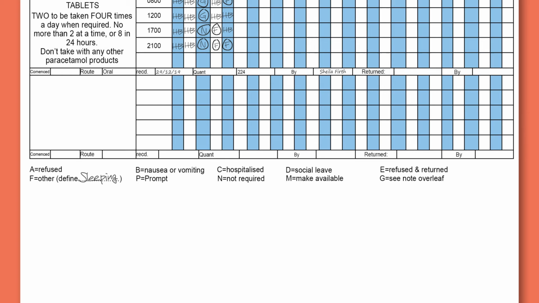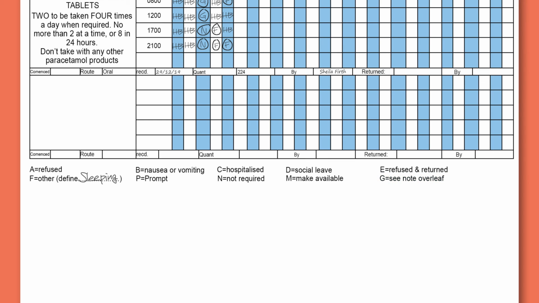You will see at the bottom of the MAR chart here there are different letters or codes depending on the code required at that time. You will see an A is for refused, B for nausea or vomiting, C for hospitalised, D for social leave, E for refused and returned. F is for other, which must be defined by the care home. In this scenario, it's the client was sleeping. P is for a prompt, N for not required, M for make available, and as already mentioned, G to see the note on the back of the MAR chart.